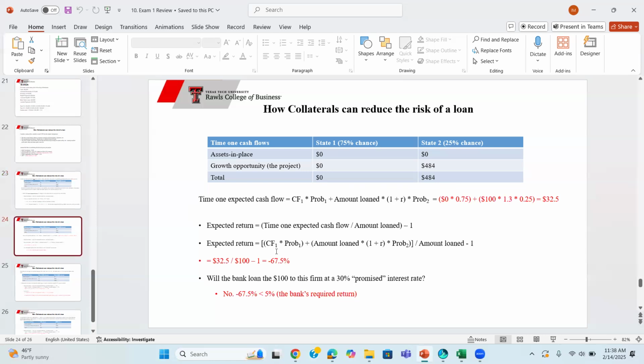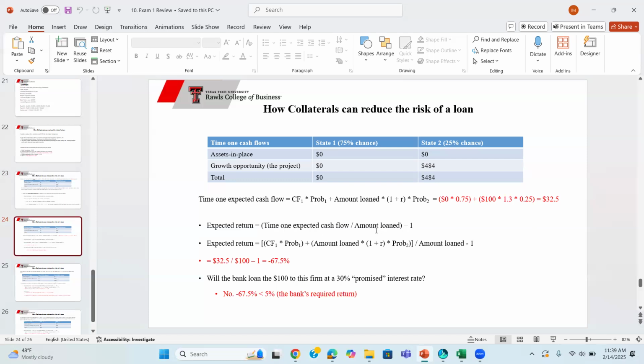So here you can see the probability just calculated there, and you get 32.5 for the time one expected cash flow, right? So the expected return: we get it from this value, the time one expected cash flow over the loan amount, the amount I'm borrowing. Then I take the difference between the total amount and the expected return.